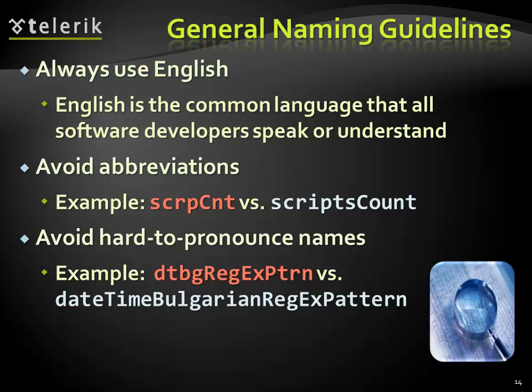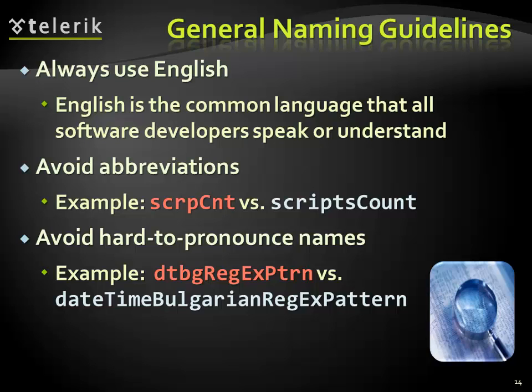Always use English, so your code is better understood. Avoid abbreviations, because abbreviations actually don't help at all in today's development world. Yes, in C++ a long time ago, when the code editors were not as advanced, that was kind of helping to save typing time. But now, as we have IntelliSense in the development environment in Visual Studio, it simply doesn't make sense to abbreviate anymore. So use scripts count instead of scrpcnt and other examples like that.